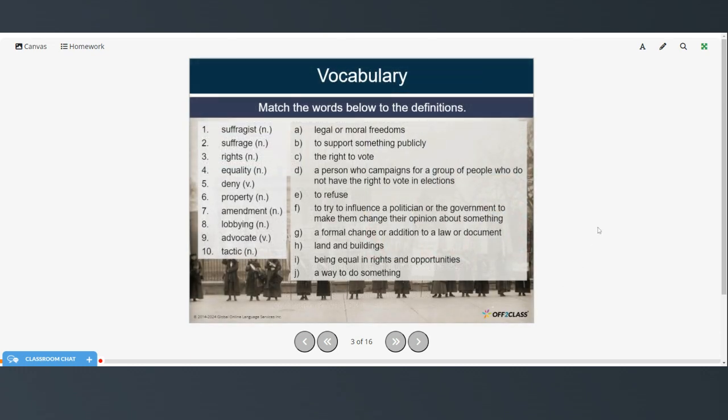But first we're going to look at some vocabulary. So we're going to match the words below to the definitions. You can pause the video and try that on your own, and then restart when you're ready to check the answers.